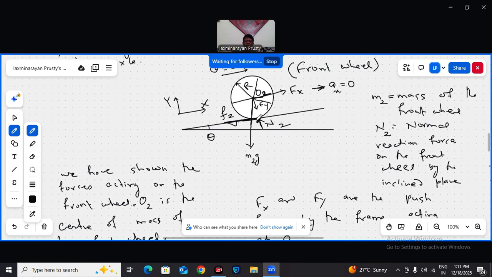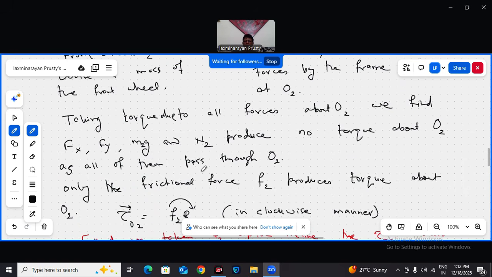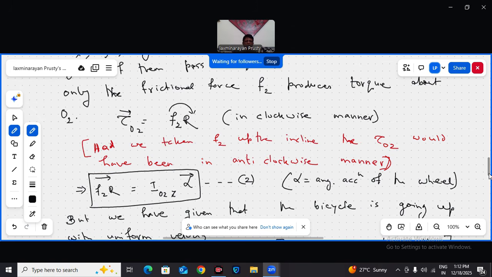So which force is left out? F2. F2 does not pass through O2, so it can produce a torque about O2. Since I have shown it in the down-the-incline direction, it will produce a torque in a clockwise manner about O2. That's what I have written here. So only the frictional force F2 produces torque about O2, and that torque is given by F2R, clockwise. Had you taken F2 up the incline instead of down the incline, the torque about O2 would have been anti-clockwise. That's what you can know.